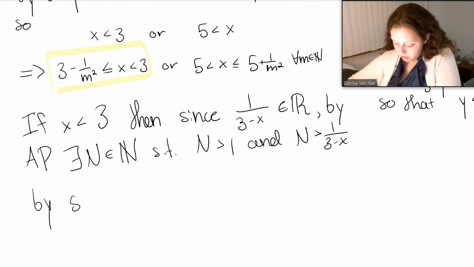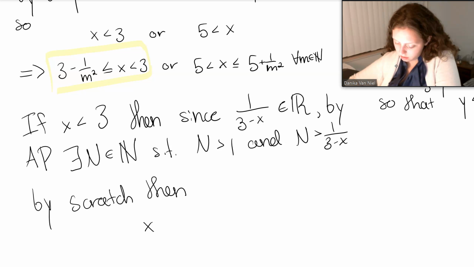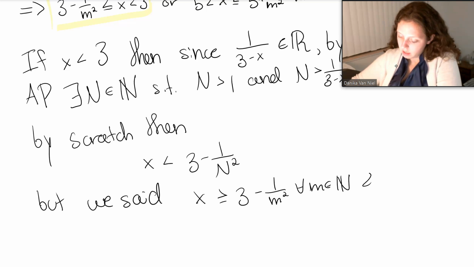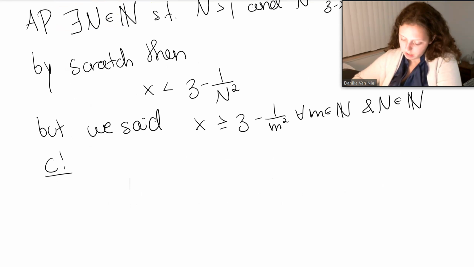Then x is smaller than 3 minus 1 over n squared. But we said x is bigger than or equal to 3 minus 1 over m squared for all m in the naturals, and n is in the naturals. Contradiction.